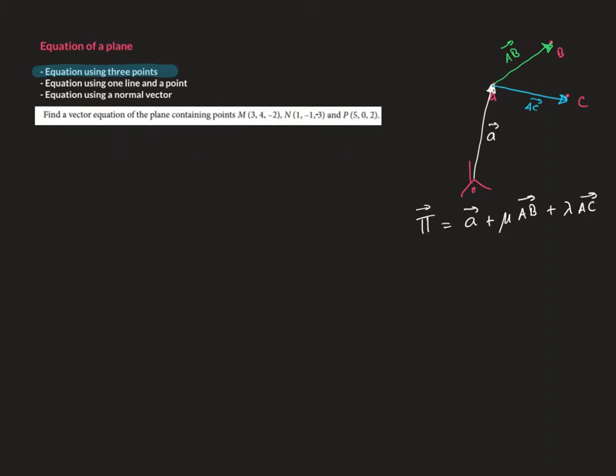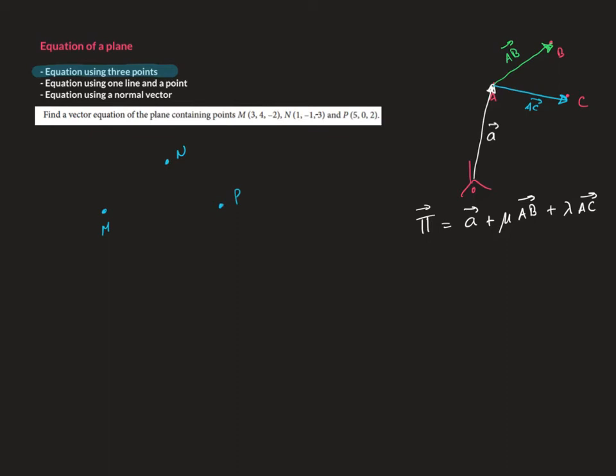Let's do an example. Find a vector equation of the plane containing the points M, N, and P. They are given right here. So a similar approach as we did here, instead of having the points A, B, and C, we're going to have the points M, N, and P. So we are going to have M here, N probably somewhere here, and P somewhere here. It's really hard to visualize where each of those points are in 2 dimensions, but let's say they are right there. So what I want to do is find 2 vectors that will be on the plane.